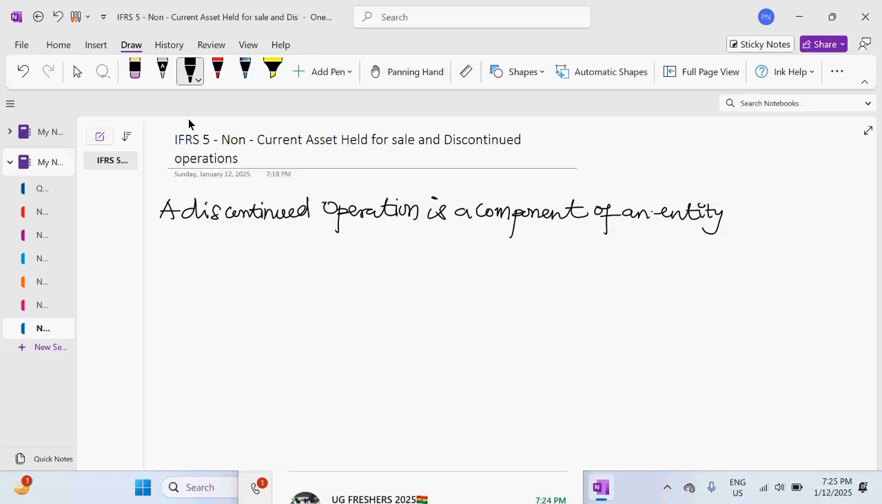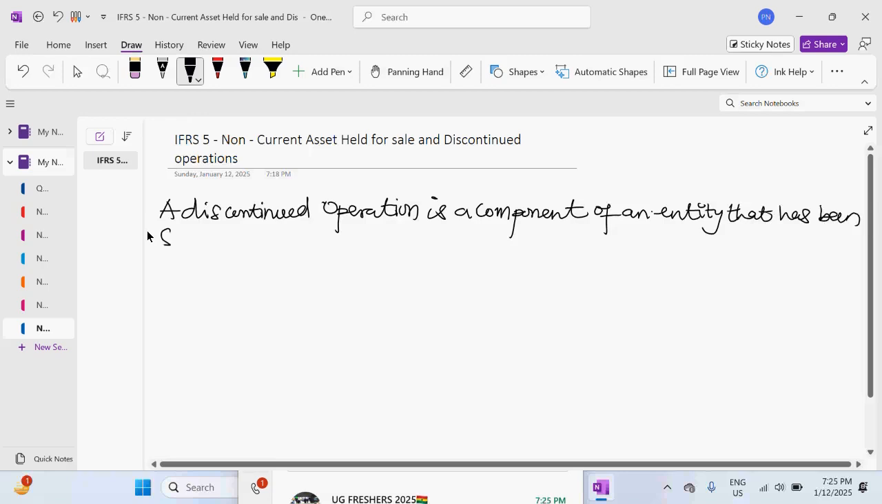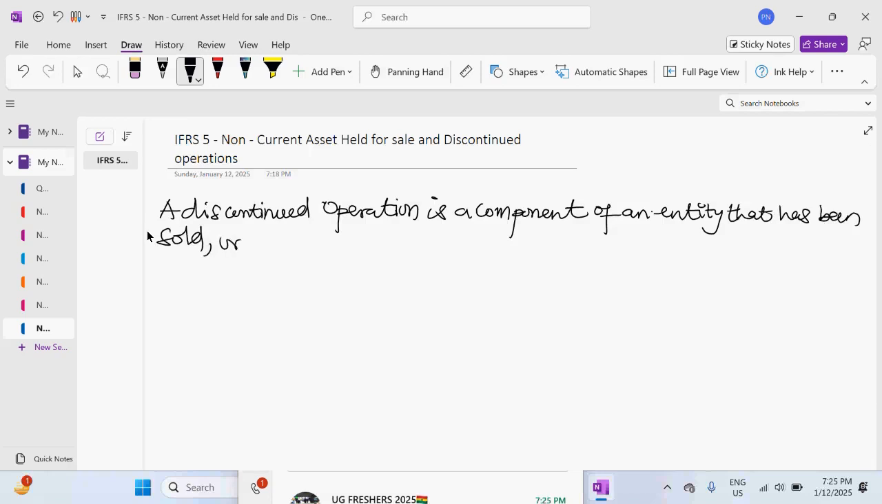It's a component of an entity that has been sold, or which is classified as held for sale.